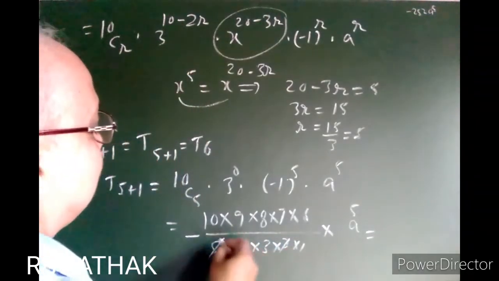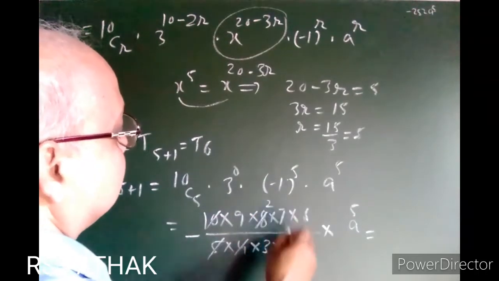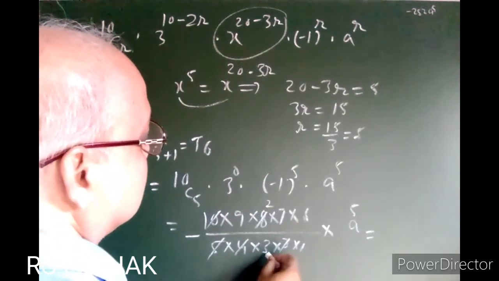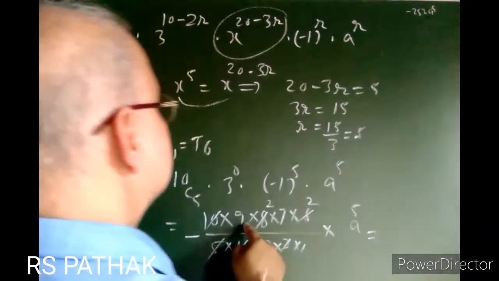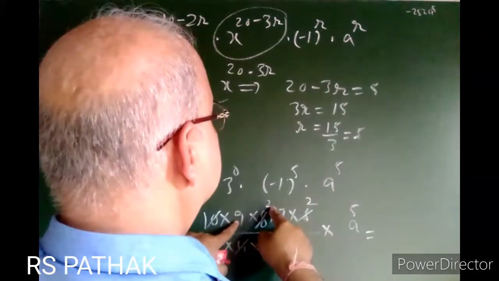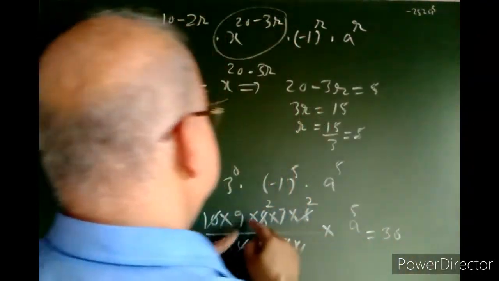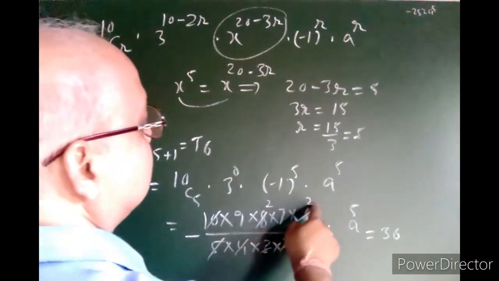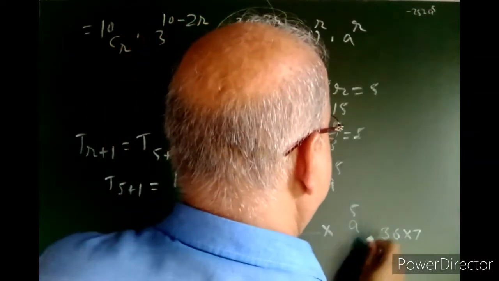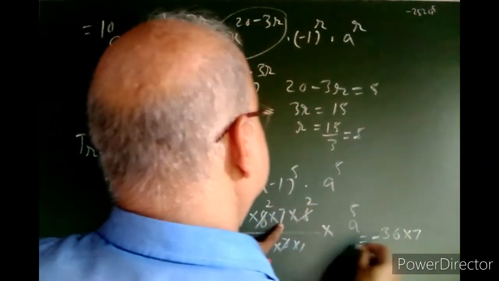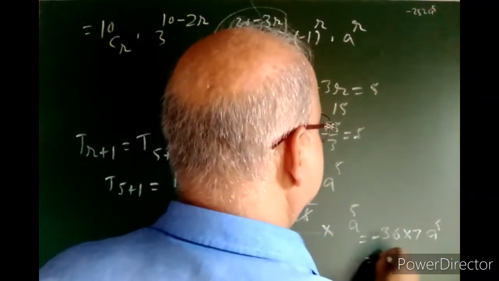5 and 2 will divide 10, 4 twos are 8, 3 twos are 6, 9 twos are 18, 18 twos are 36 into 7 into a to power 5. This will be negative.